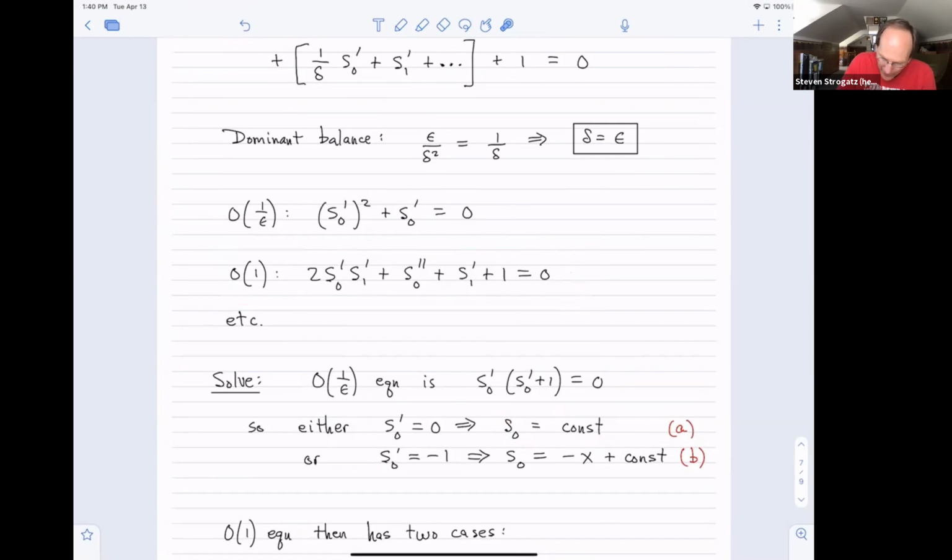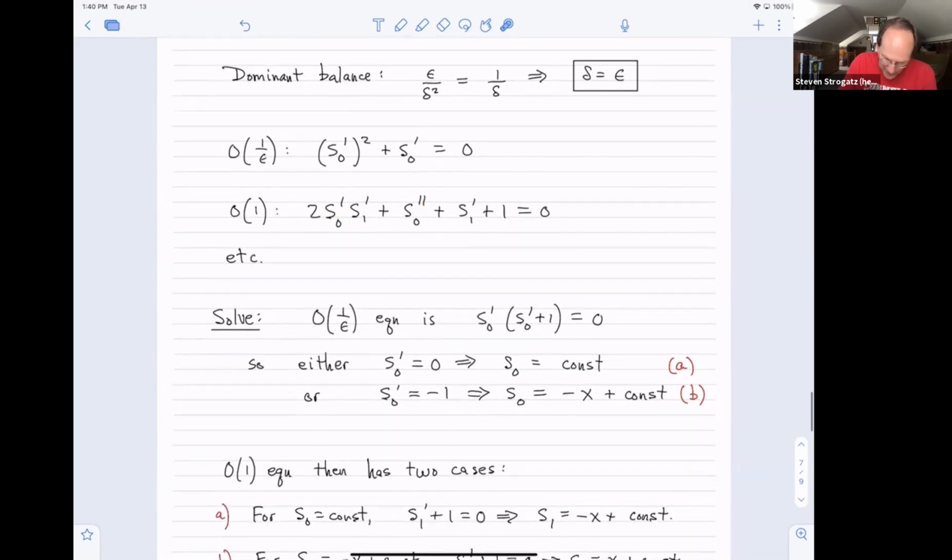That's going to be very nice, as you can see, because S0 being a constant means that this S0 prime term will disappear. This whole term will be gone. This second derivative term will be gone. And for case A, we're just left with 2 terms remaining. These 2: S1 prime plus 1 is 0. And then that can be instantly integrated to give S1 as -x plus a constant.